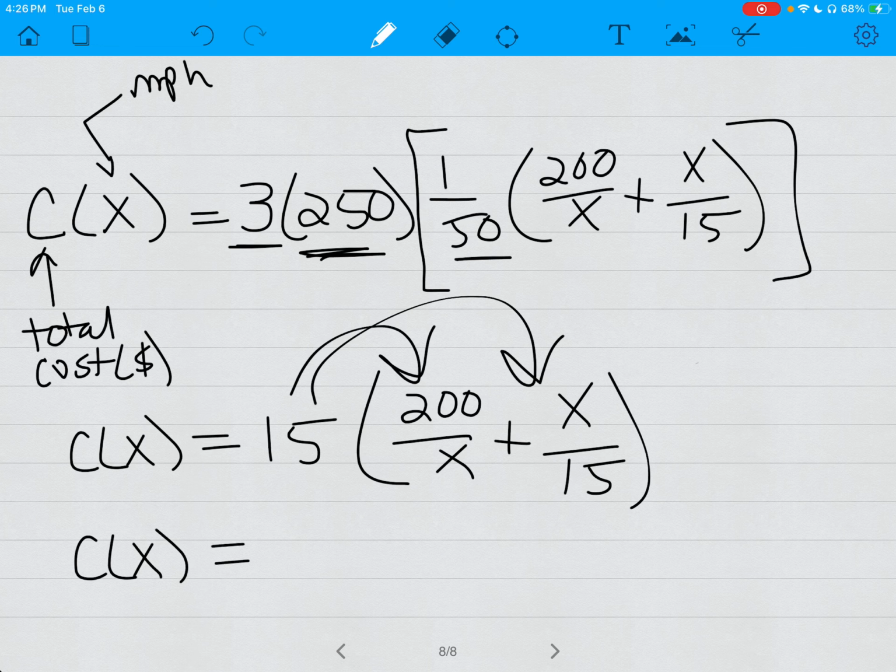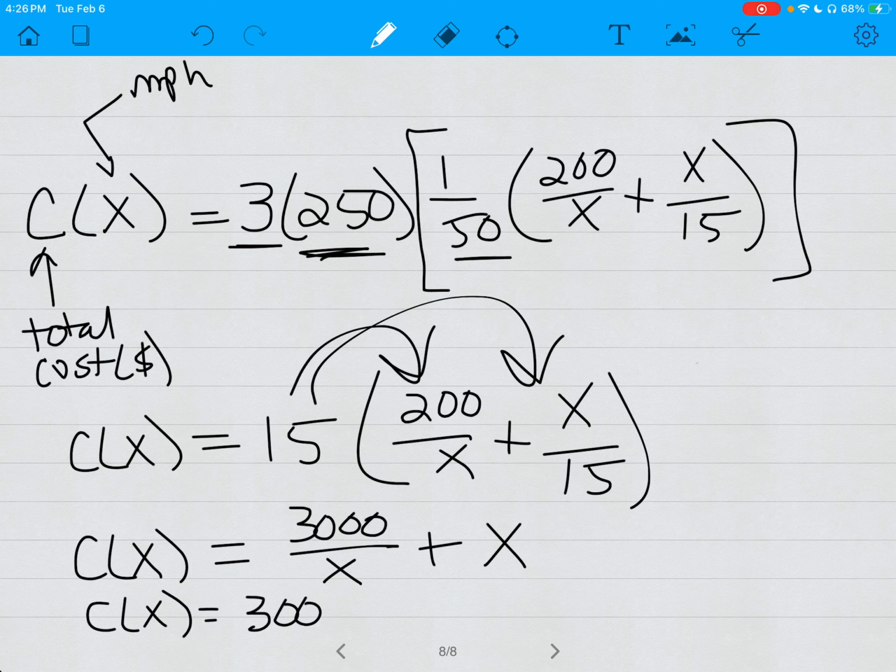So 15 times 200 is 3,000 over x plus x. Or if you want to look at it this way, 3,000 x to the negative 1 plus x. So there is our cost function. Gives us total cost in dollars when we know the miles per hour of the vehicle.